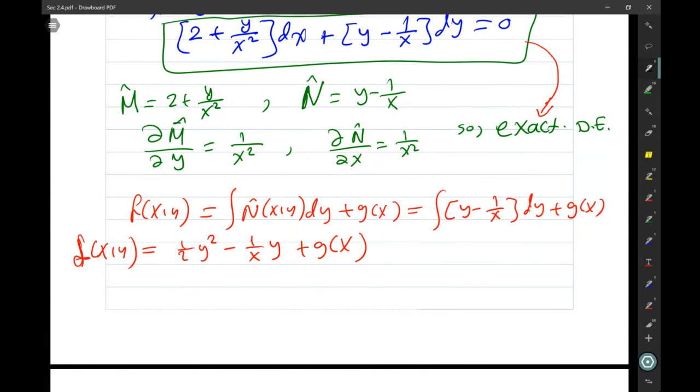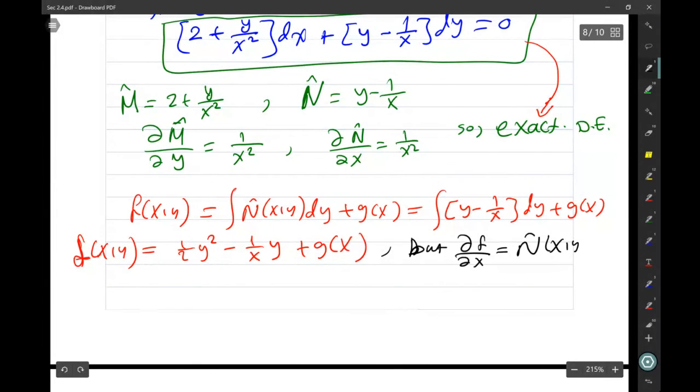Now I need to say that df by dx should be equal to this N-bar of xy. So df by dx is equal to what? 1 by x squared times y plus g prime of x, it should be equal to M-bar.